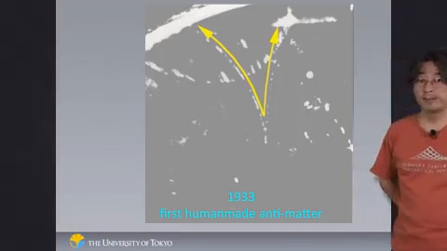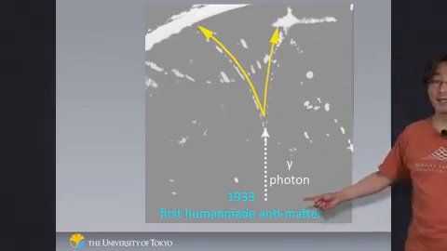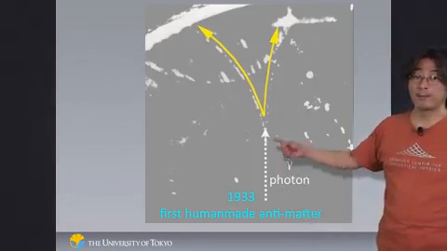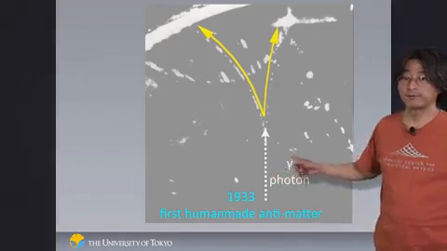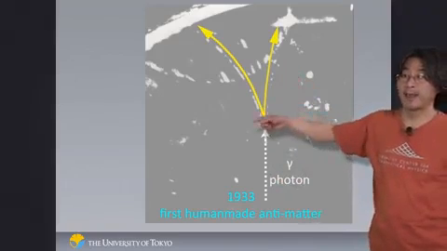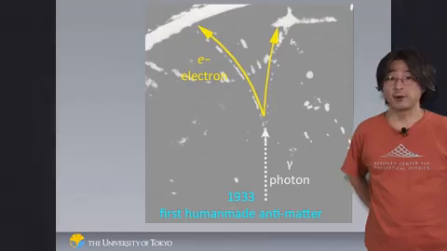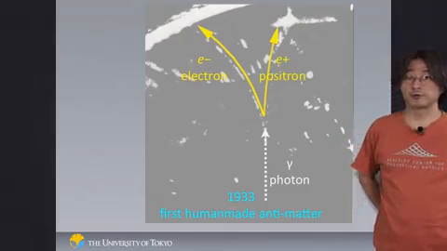This was done back in 1933, and the experiment was done by sending a powerful light called gamma ray into this photographic film, and by interaction of the photon with something else inside the film, it created a pair of particles shown in yellow. One of them is an electron, the other one is a positron.